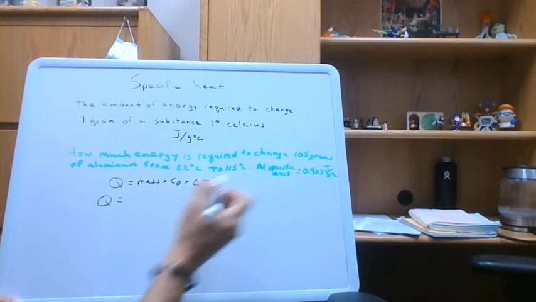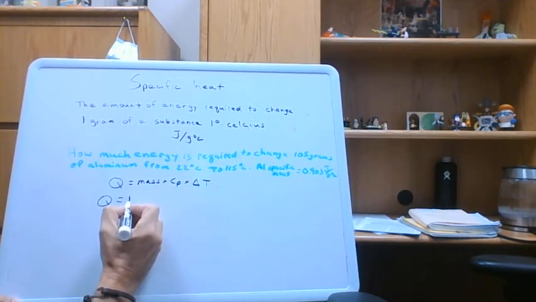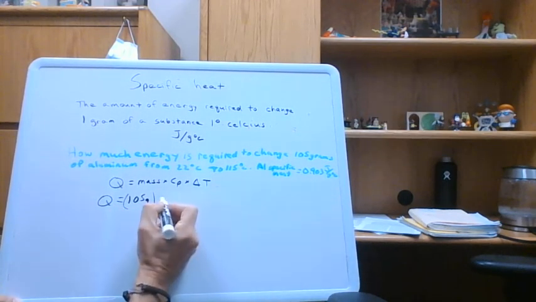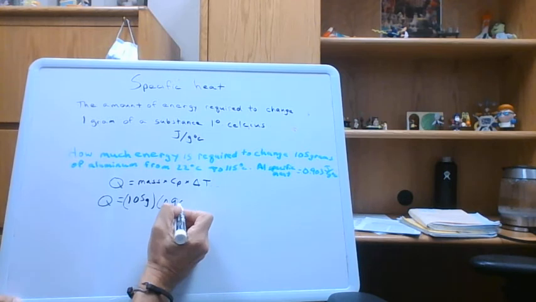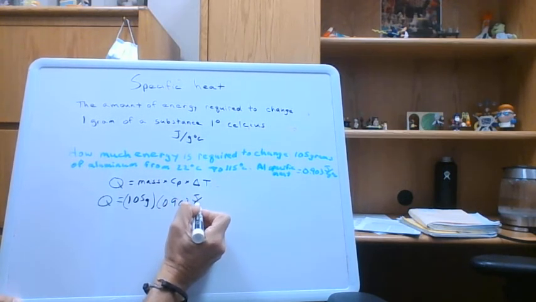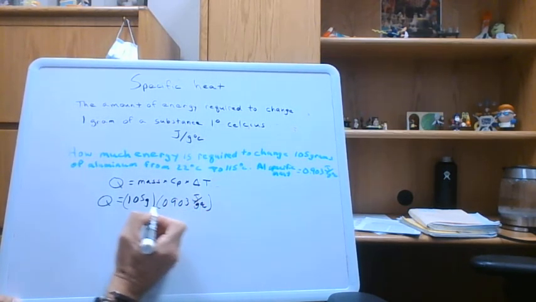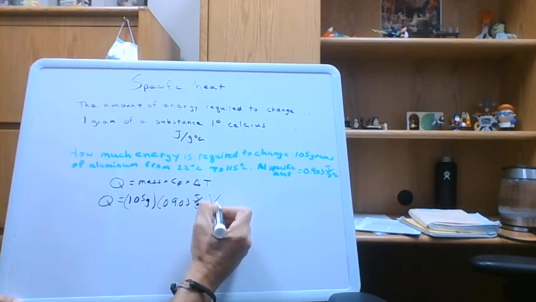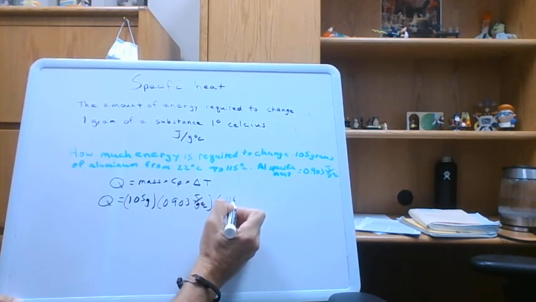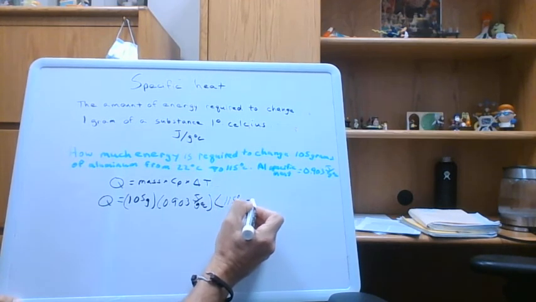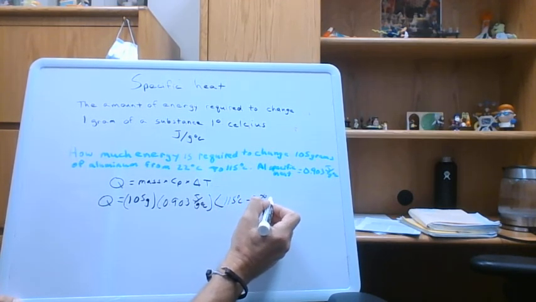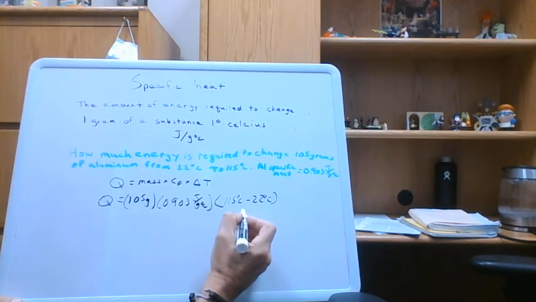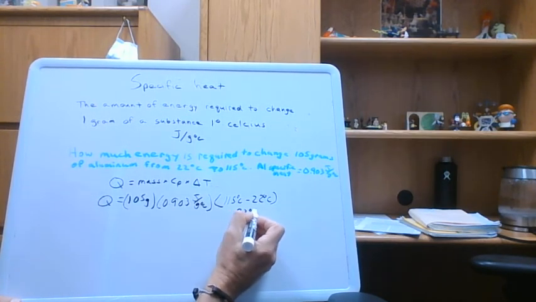So we're going to stick these variables in. Our mass is 105 grams. We've been given a specific heat of 0.903 joules per gram degree Celsius, so our grams are going to cancel. And our temperature change is the change from 115 minus the initial temperature of 22 degrees Celsius. And that comes out to a change of 93 degrees Celsius.